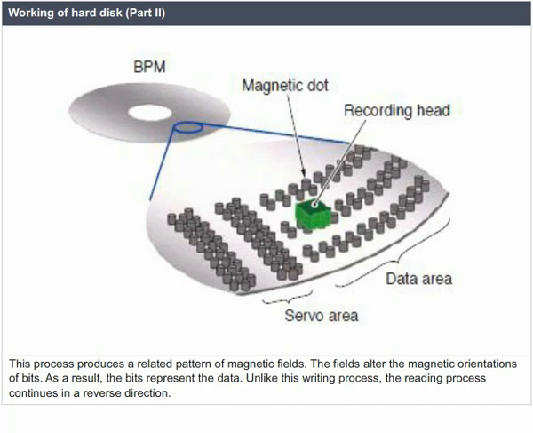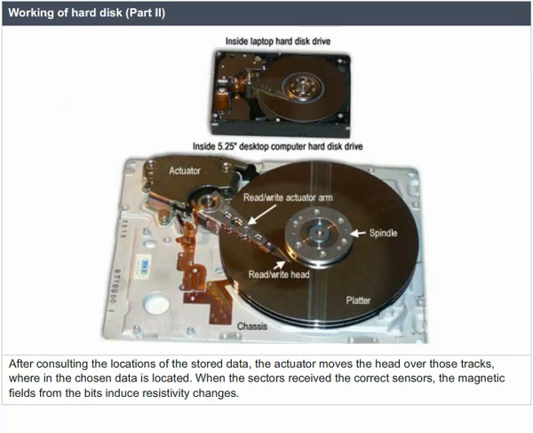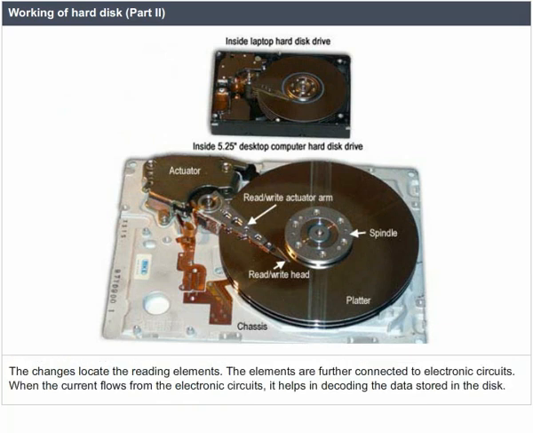Unlike this writing process, the reading process continues in a reverse direction. After consulting the locations of the stored data, the actuator moves ahead over those tracks wherein the chosen data is located. When the sectors receive the correct sensors, the magnetic fields from the bits induce resistivity changes. The changes locate the reading elements. The elements are further connected to electronic circuits. When the current flows from the electronic circuits, it helps in decoding the data stored in the disk.